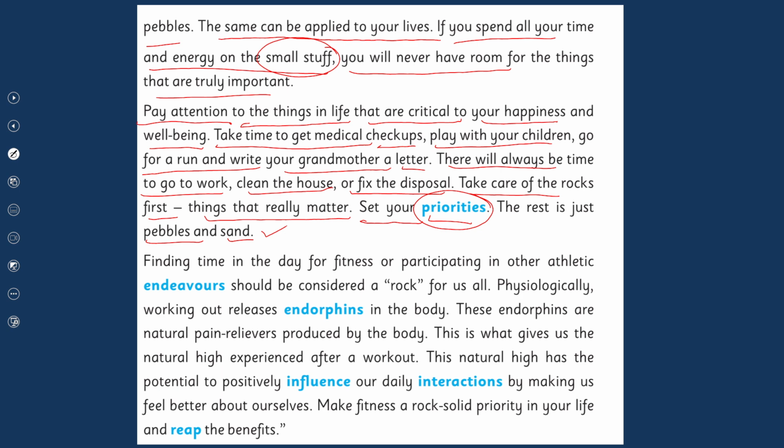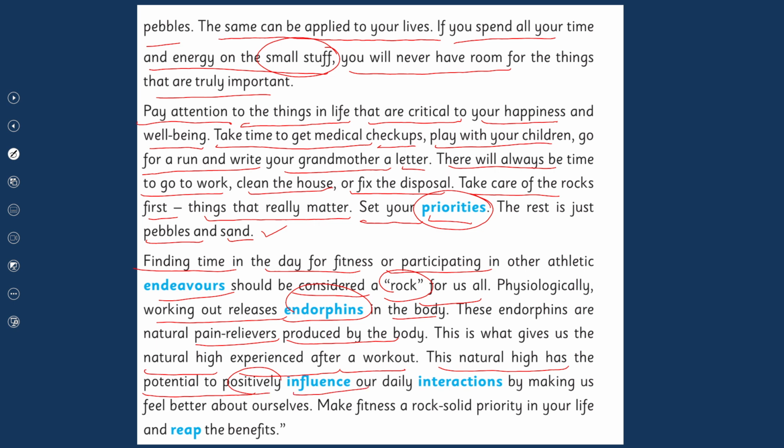So the professor is delivering a very good piece of information and advice in the form of an experiment. Finding time in the day for fitness or participating in other athletic endeavors should be considered a rock for us all. Psychologically and physiologically, working out releases endorphins in the body. These endorphins are natural pain relievers produced by the body. This is what gives us the natural high experienced after a workout. This natural high has the potential to positively influence our daily interactions by making us feel better about ourselves. Make fitness a rock solid priority in your life and reap the benefits.